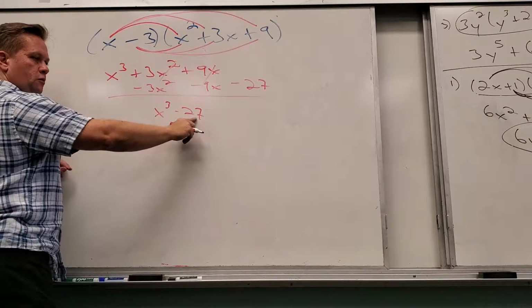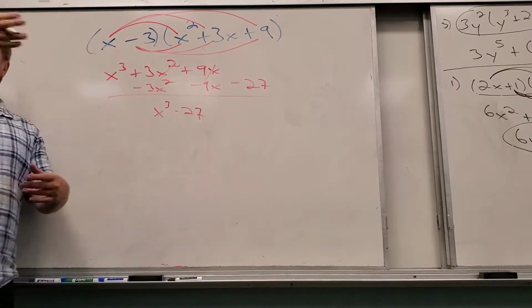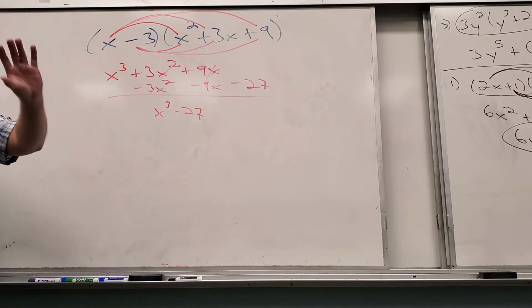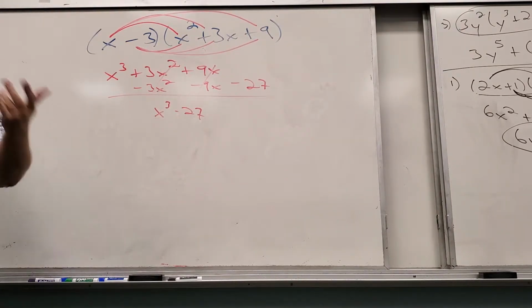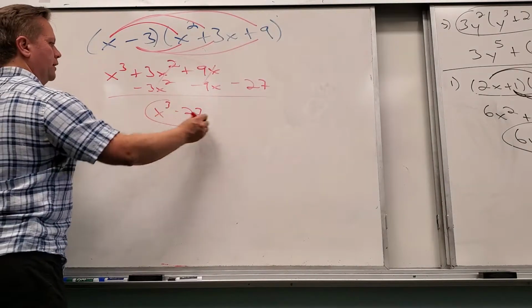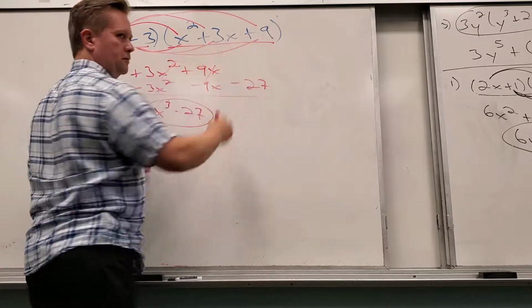Because 27 is 3 cubed. And x is x, x cubed is x cubed. It's amazing. So it's a difference of cubes. So if that doesn't mean anything to you right now, it will later. So I can always break up a cubes as a little dude, big dude.